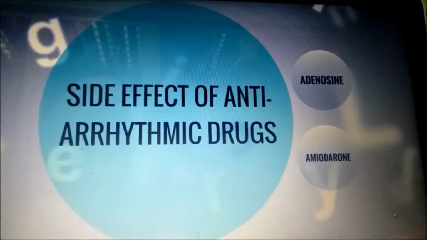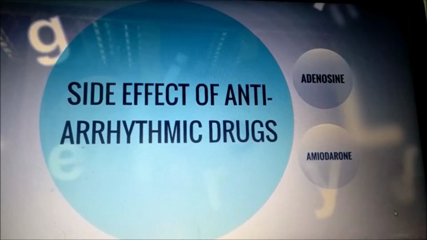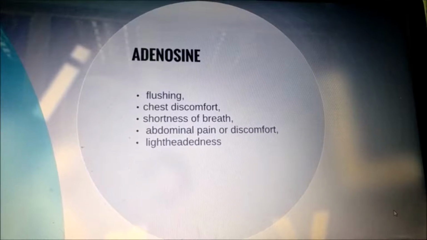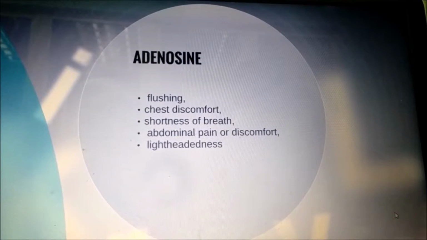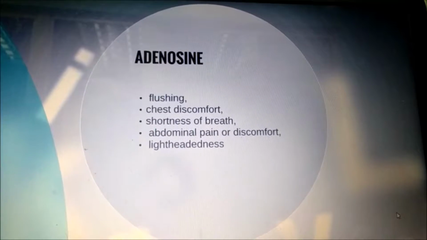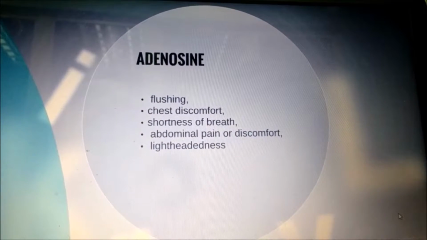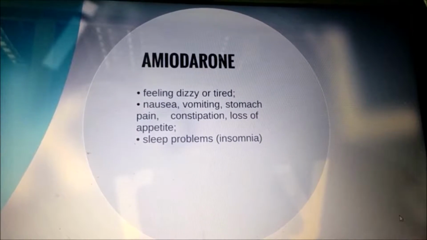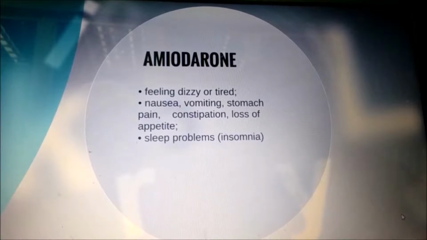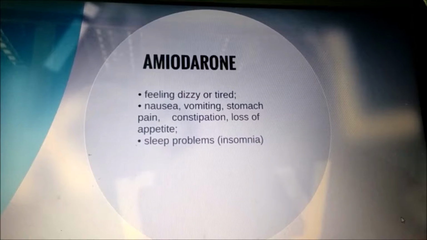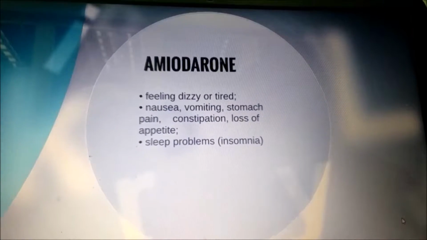Okay, next, the side effects of anti-arrhythmic drugs. When adenosine is used, it will cause flushing, chest discomfort, shortness of breath, abdominal pain or discomfort, and lightheadedness. Okay, next, amiodarone. Amiodarone will cause feeling dizzy or tired, nausea, vomiting, stomach pain, constipation, loss of appetite, and sleep problems like insomnia.